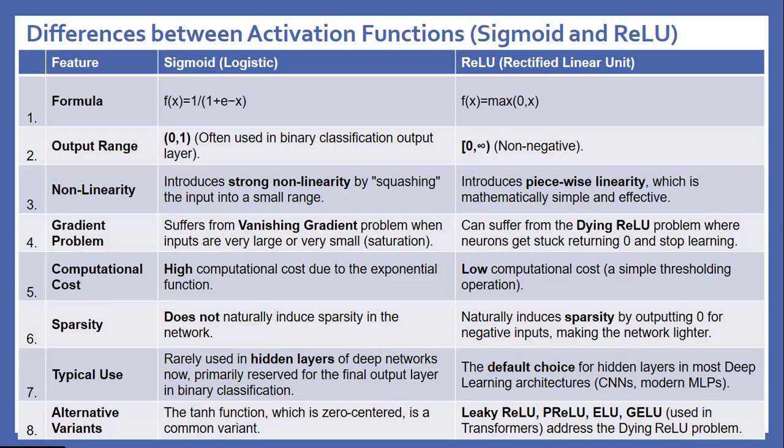Typical usage: sigmoid is rarely used in hidden layers of deep networks, now primarily reserved for the final output layer in binary classification. ReLU is the default choice for hidden layers in most deep learning architectures, CNN models, modern MLPs. Alternative variants: for the sigmoid function, the tanh function, which is zero-centered, is a common variant. For ReLU: leaky ReLU, parametric ReLU, ELU, GELU used in transformers address the dying ReLU problem.